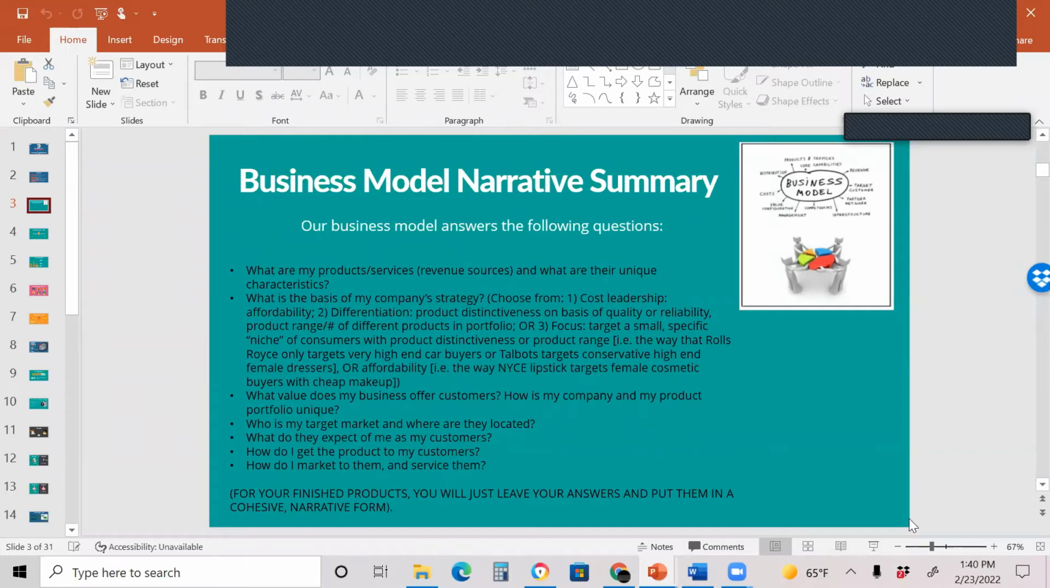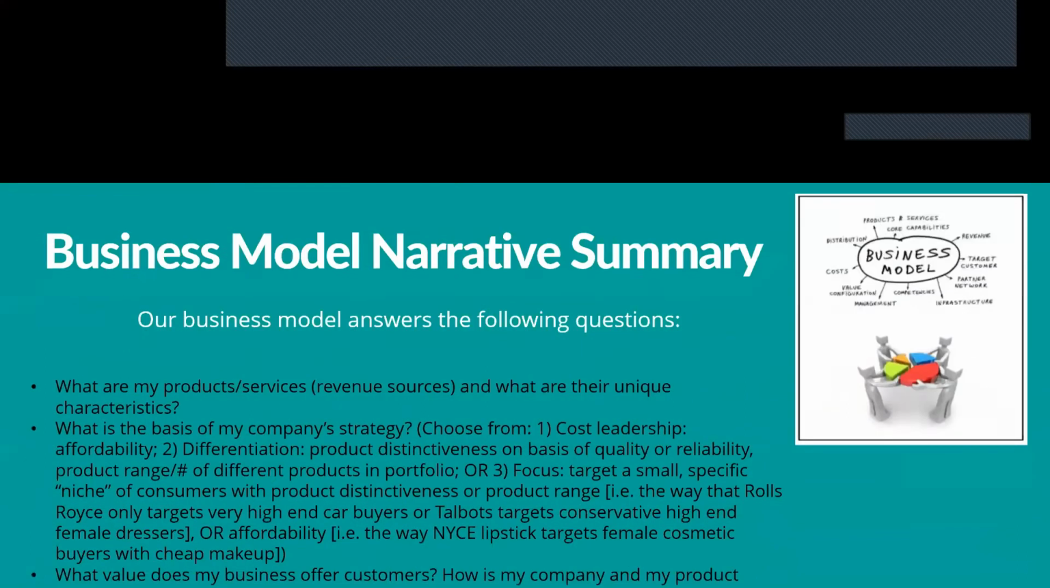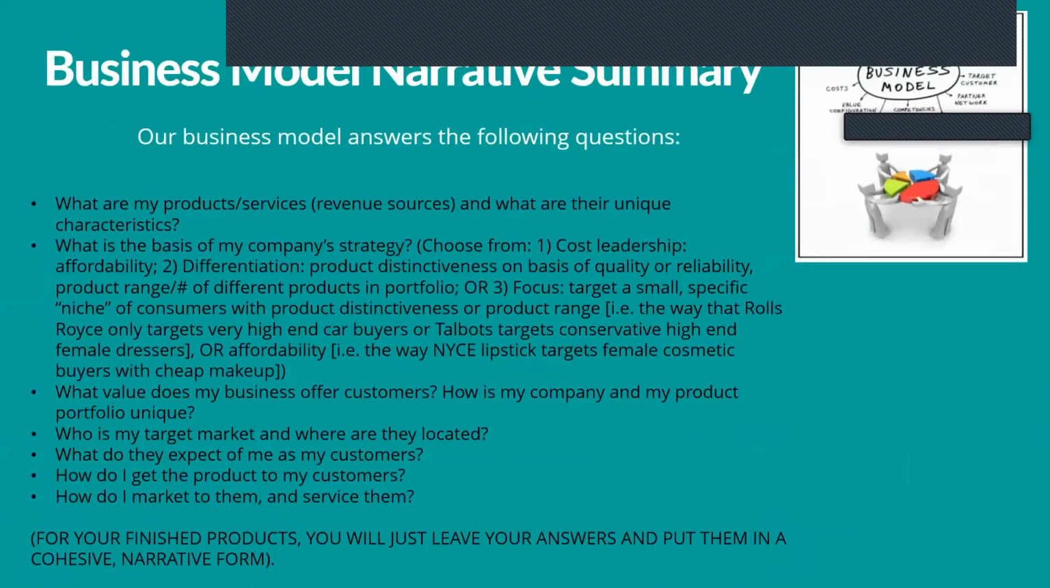So the questions that we provide, and I'm going to make them larger for you here: you need to answer, what are your products and services? What are your revenue sources? And what are their unique characteristics? You want to answer that explicitly. My company's products and services are this, this, this, and this. And they have these features and they have these unique characteristics.